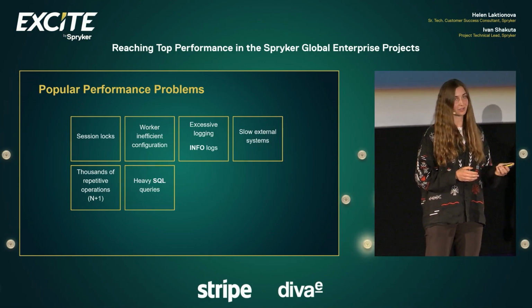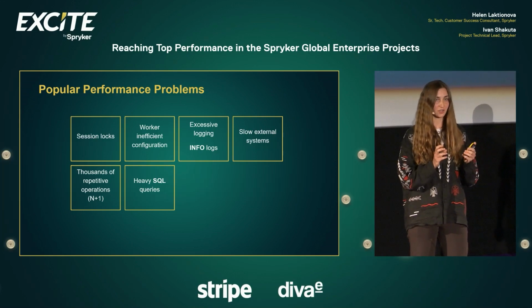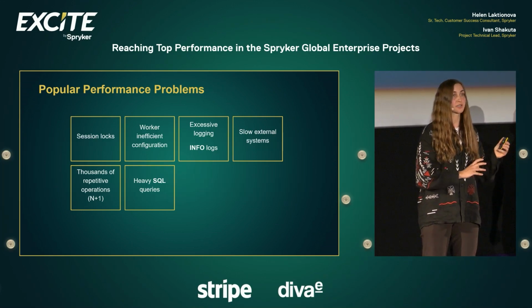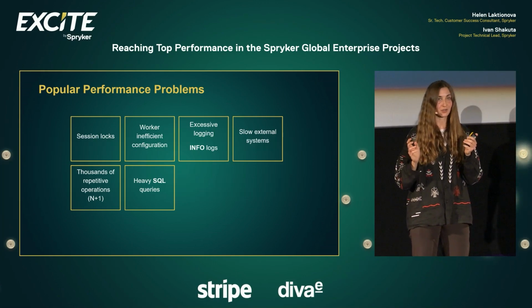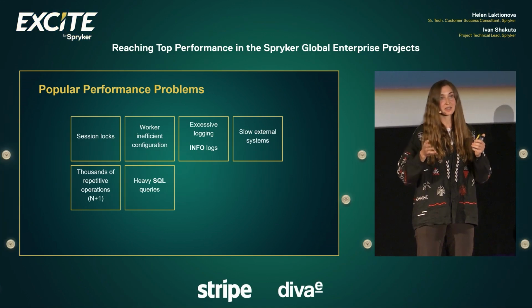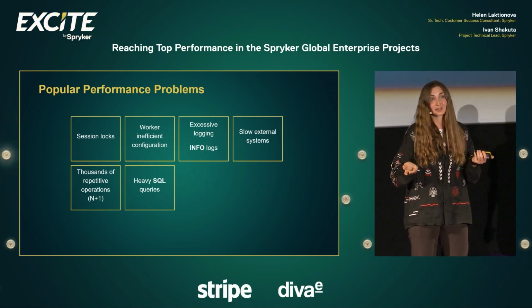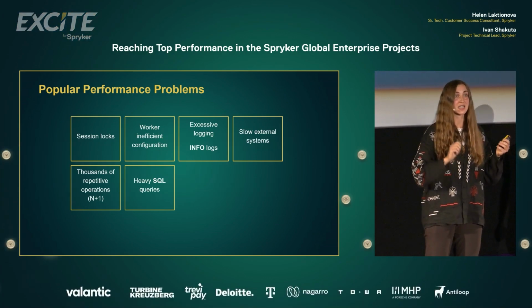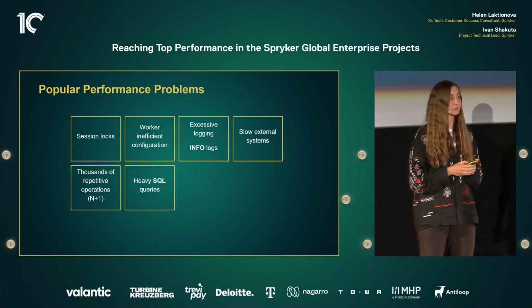The next one is heavy SQL queries. I put them here together because sometimes when we're trying to fix the n+1 problem, we end up with another problem, which is heavy SQL queries, when we use a lot of joins and the query that we optimized is actually executing sometimes even longer than the original n+1 problem. So here we really need to find the balance and test it out and see the results.